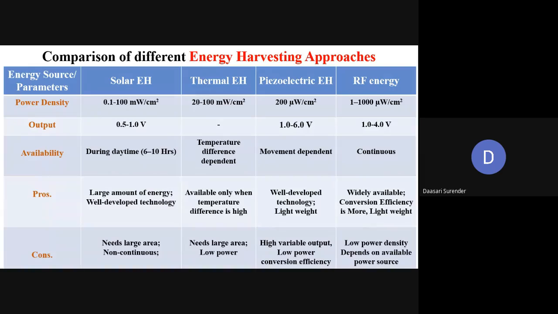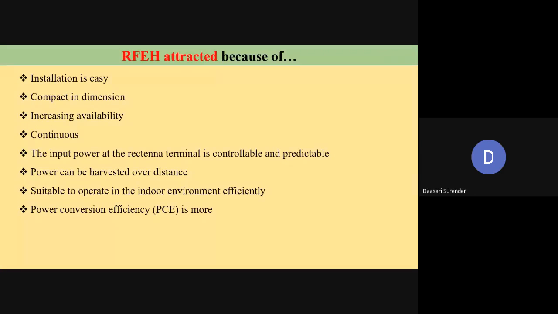Besides this, the RF energy harvesting system is compact and can be integrated with any device. The radio frequency energy harvesting technique attracted attention over all other energy harvesting techniques because of its ease of installation, compact dimensions, and increasing availability due to the establishment of more radio transmitters, and its continuous availability. The power at the receiver terminal can be controlled by using a dedicated transmitting source. It can also be suitable for longer distances. The power conversion efficiency is higher, and especially RF energy harvesting is suitable in indoor environments. It can be operated in both indoor and outdoor environments. So that is one of the best advantages of the RF energy harvesting system.